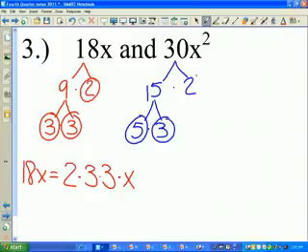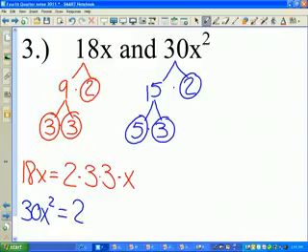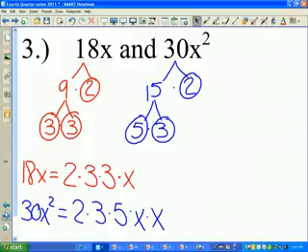So again, I have 5, 3, and 2. Let me write this down here: 30x squared. So this will give me 2 times 3 times 5. And now how many x's do I have up there? I have 2, so it'll be x times x. So they're both now broken down into their prime factors.